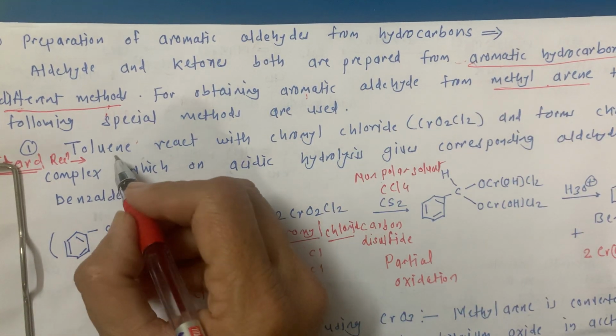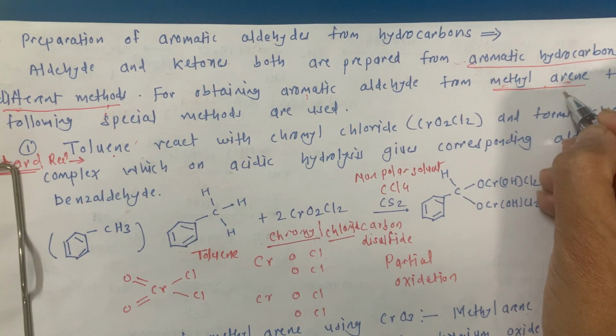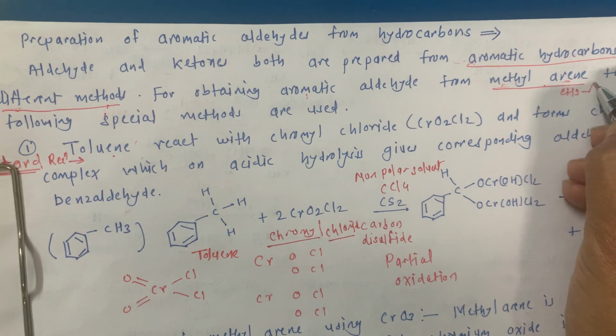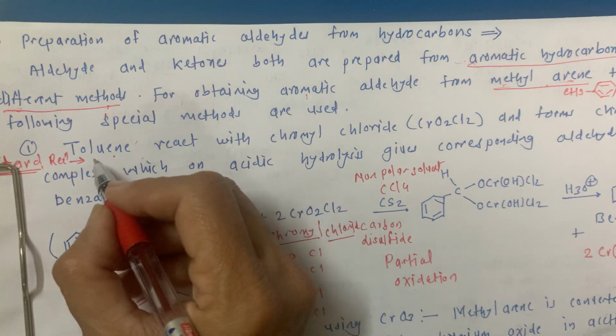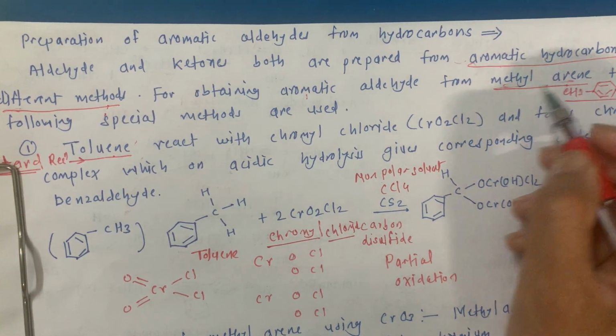Methyl arene is nothing but toluene. This is our methyl group, and to this methyl group there is an arene, meaning a benzene ring. So this is known as toluene, or this is known as methyl arene.